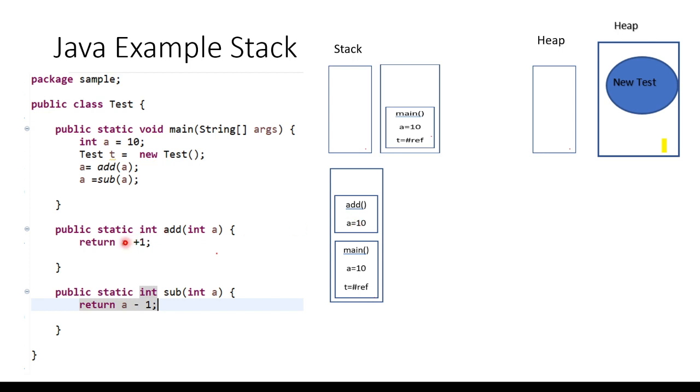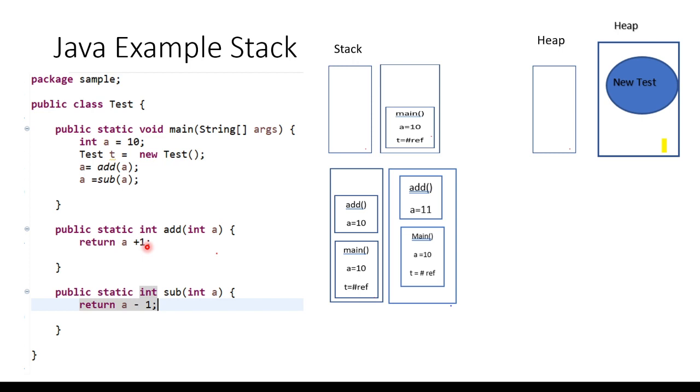Okay. Now, when this line is executed, a + 1, it will increment the value by 1. It means we are passing 10, and when this line is executed, now the add block will contain a = 11. It means a is incremented and a has value 11.